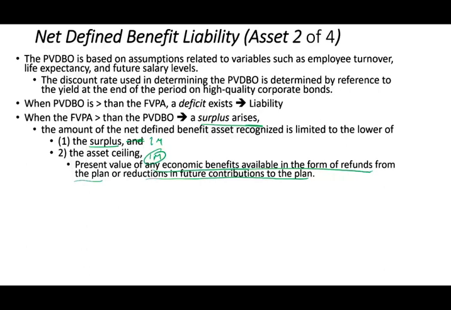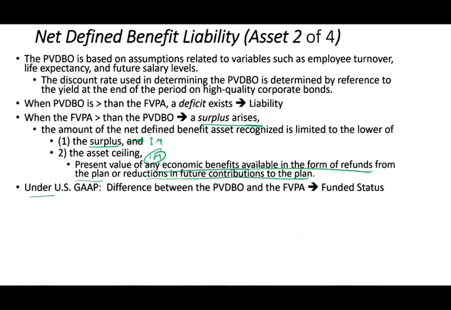Okay? Now, just FYI, for US GAAP, the difference between the PBO and the fair value of the plan asset is called the funded status. We either have an asset or a liability, the same concept. However, we don't have the ceiling thing. US GAAP is easy. If you have more assets than liability, you would report the net as an asset. You don't have to compute the asset ceiling.